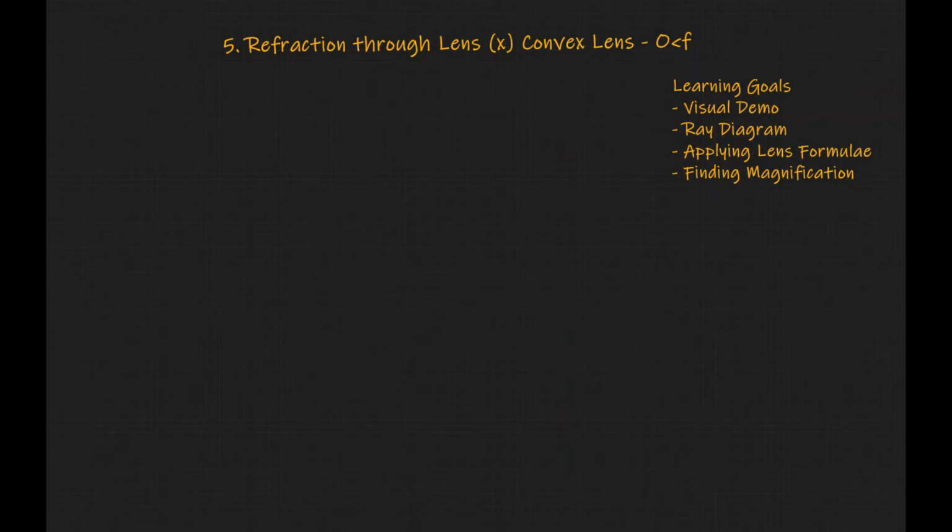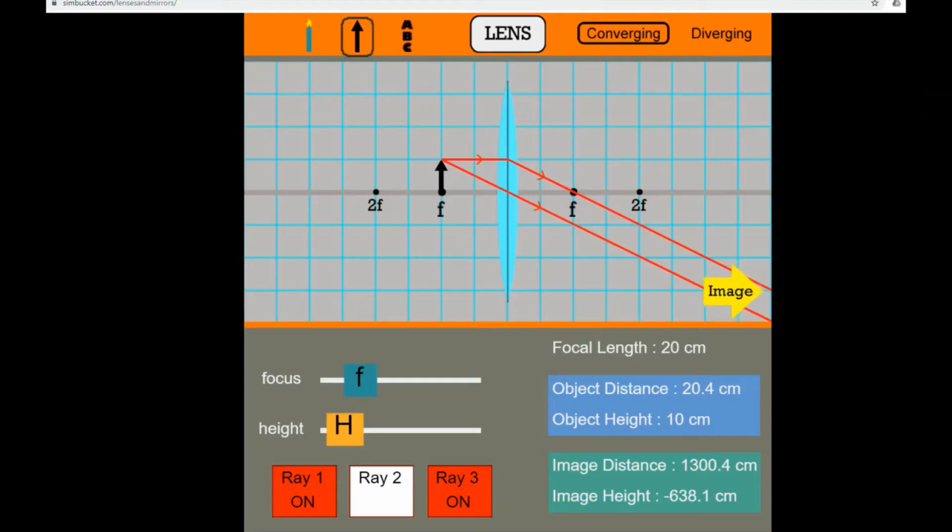Welcome to the 10th in the series of videos on convex lens. In this video we're going to look at the use case of object distance being lesser than the focal length. So let's see the ray diagram in terms of what happens when the object is close to F. We know that when the object is at F, the image is formed at infinity.